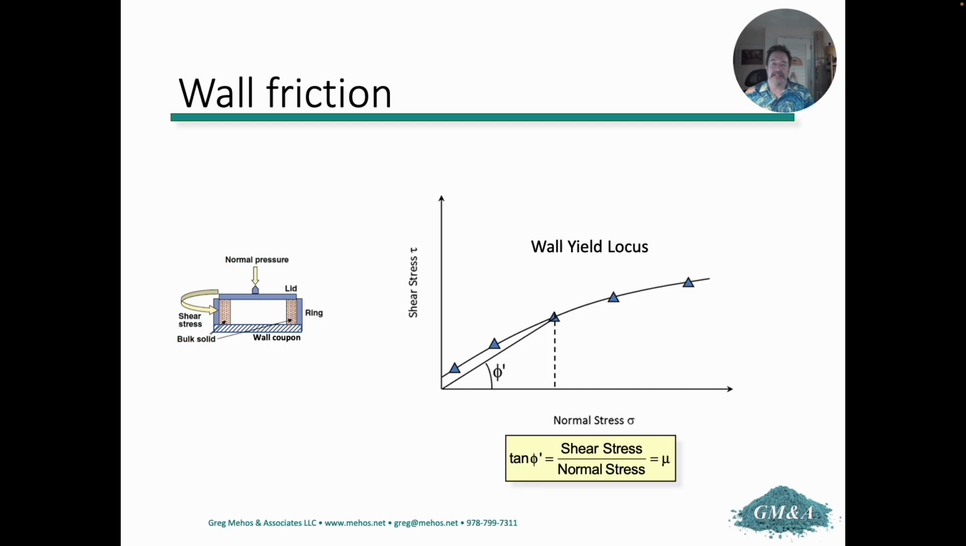We plot the data, we get the wall yield locus, and what we like to do is we define a wall friction angle, phi prime, by drawing a line from the wall yield locus to the origin. And the angle that is formed is phi prime, the wall friction angle. So why do we want to define a wall friction angle rather than say a friction coefficient, which is the ratio? One's a tangent of the other.